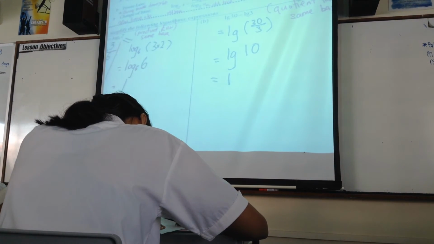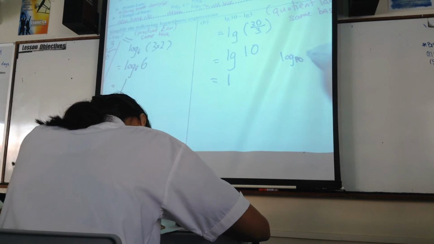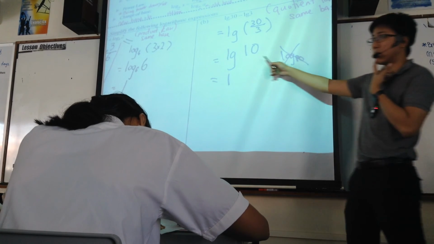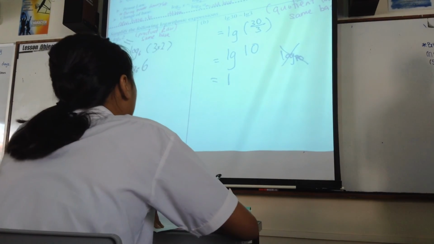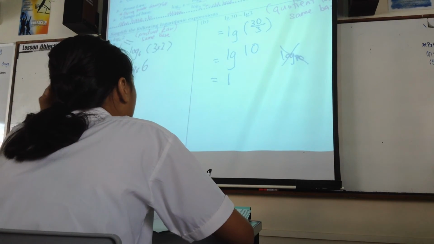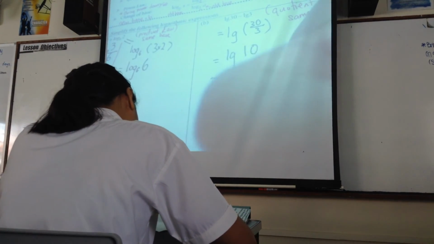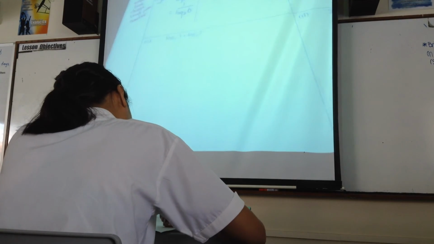Now, do I have to write log 10? No need. I write because I want to show you. But now you pro, right? You know lg is log base 10. So lg 10 equals to 1. I write, never mind. So if you write this, even better. Okay, now next.